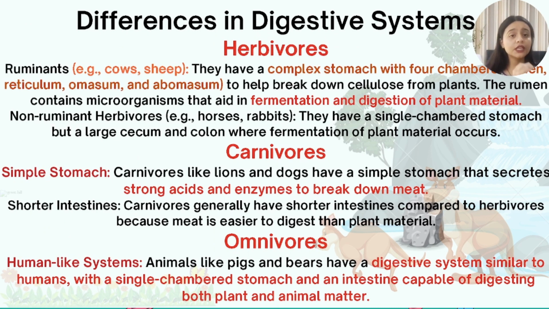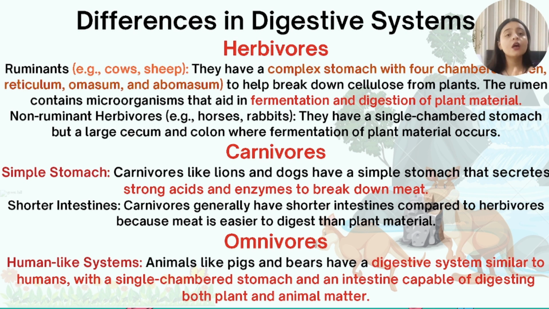Now since there are different kinds of animals, obviously their digestive systems are also different, because digestion depends upon the food they take in. Ruminants, meaning herbivores, for example cows, sheep and giraffes, have a complex stomach with 4 chambers. Please remember they have 4 chambers in their stomach, which we are going to study in detail afterward. For now just understand that ruminants have a 4-chambered stomach, and this is a complex digestive system.